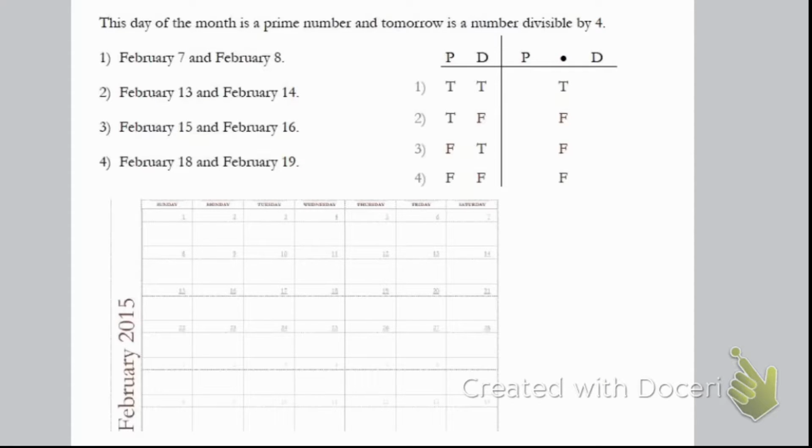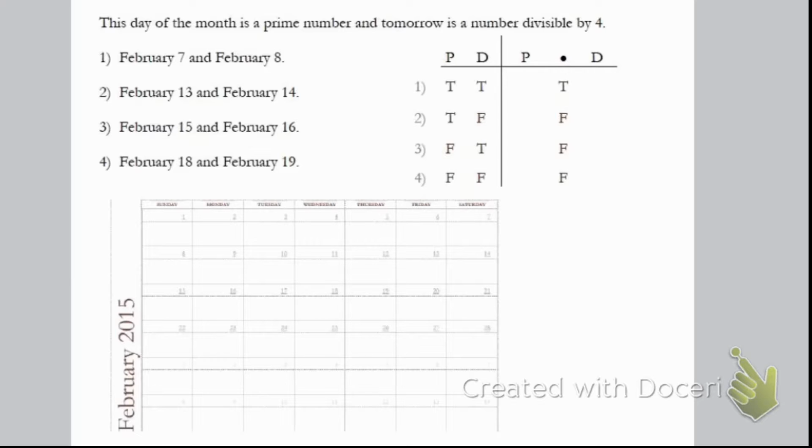Here is a claim. It says this day of the month is a prime number, and tomorrow is a number divisible by 4. Now we could make this claim on different days of the month, and depending on what day of the month it is, it might come out true, it might come out false. So let's look at the first one.